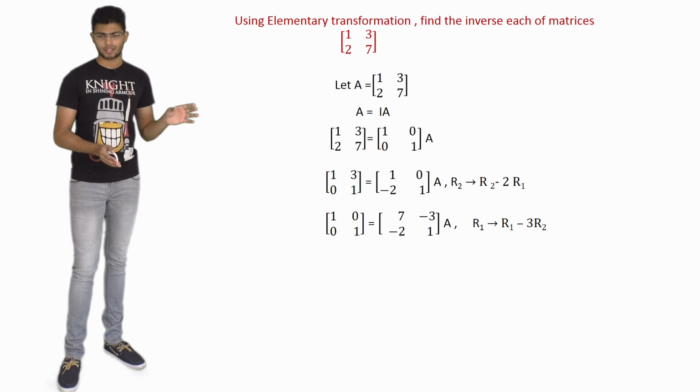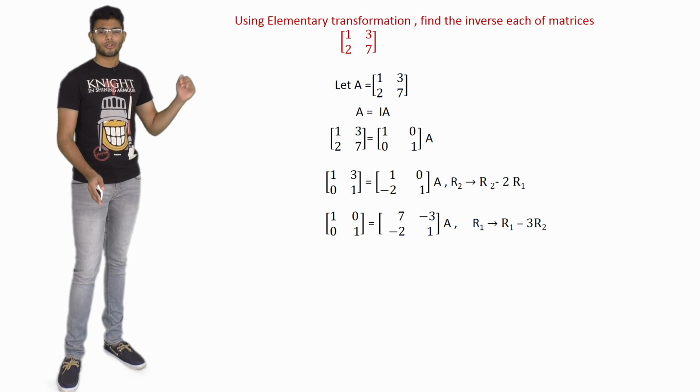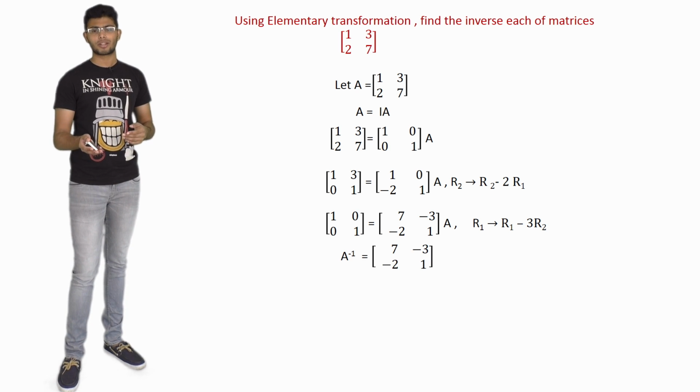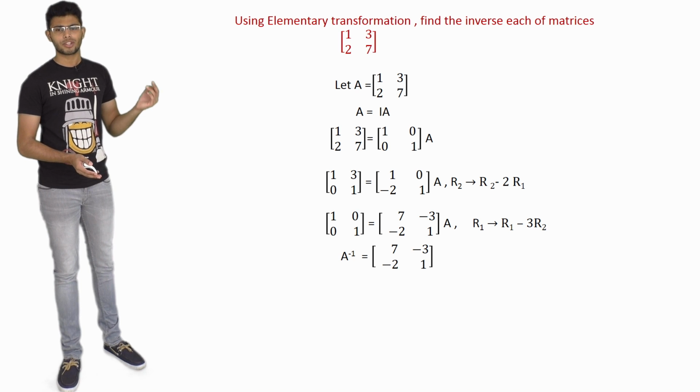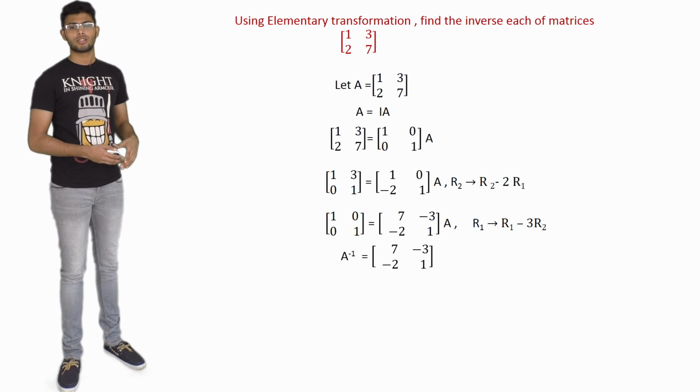Don't just apply it for the LHS. Once you've done that, now you have your inverse matrix. So your inverse matrix is going to be 7, minus 3 in the first row and minus 2, 1 in the second row. So that's going to be your answer.